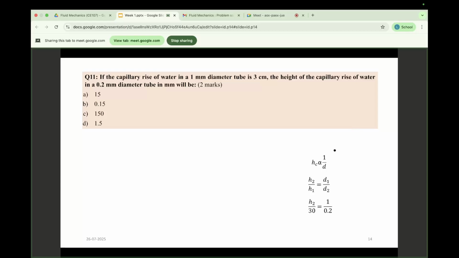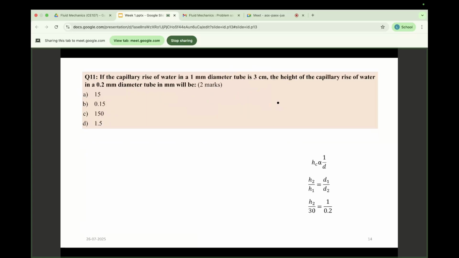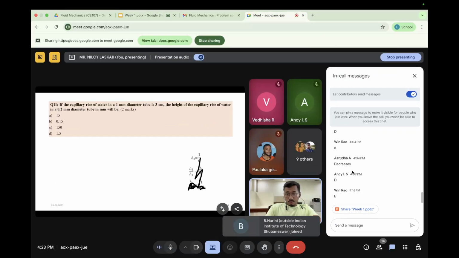Sorry, there is a, okay, because of mistake these things are coming here. Just try to solve this one.